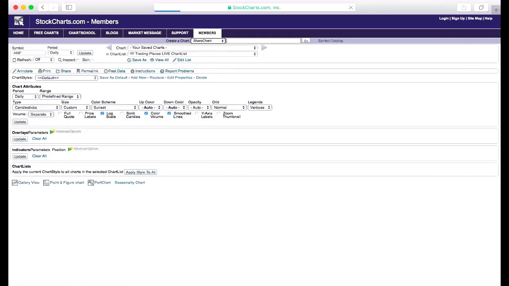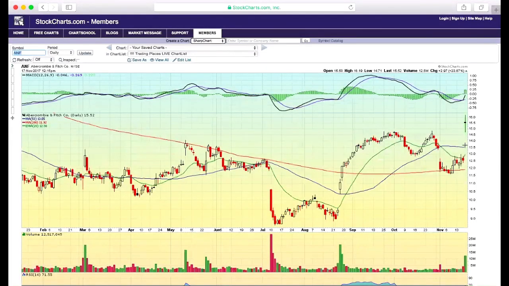Last two I wanted to show you. One is Abercrombie and Fitch. You can see this one had been in a little bit of a down channel for the past six to seven weeks. Well, this definitely clears that to the upside. A huge move up and a break to 2017 highs on Abercrombie.